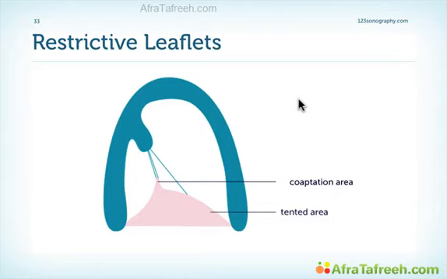One could actually quantify the degree of restriction by measuring the so-called tented area under the mitral valve leaflet. Now, we don't do this obviously in patients, but it does help you to exemplify or to understand the problem we have in the setting of leaflet restriction. The leaflets are pulled towards the ventricle.